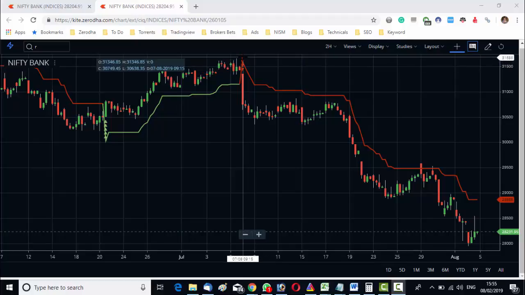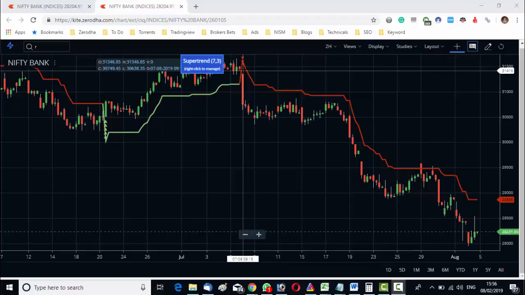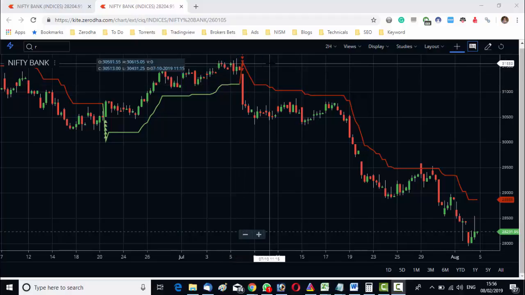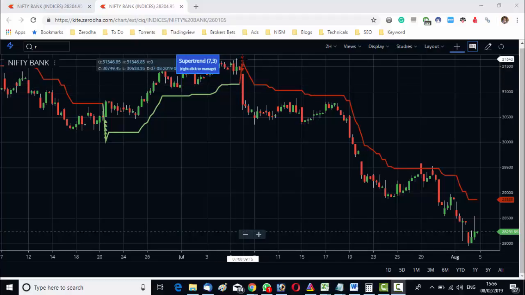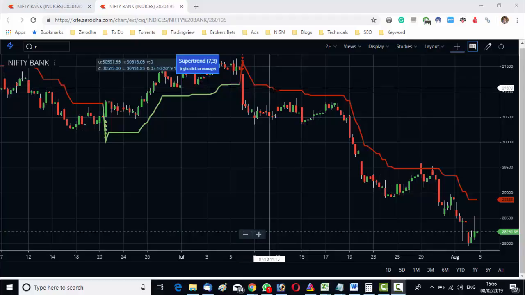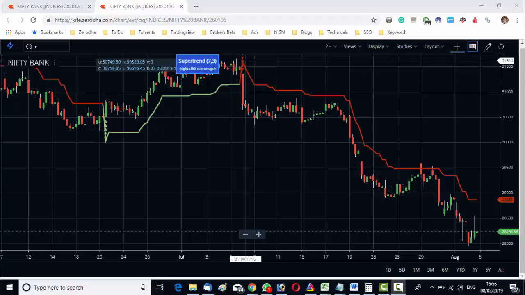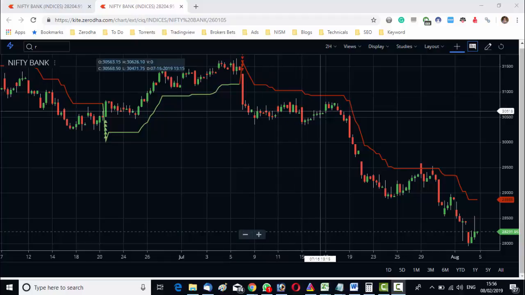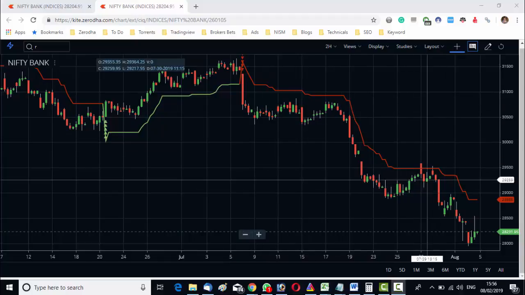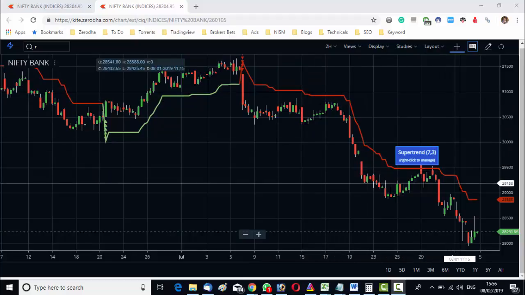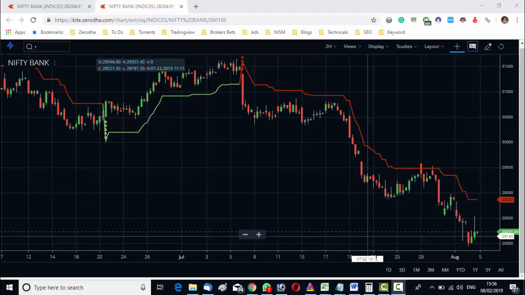Then there are a series of down arrows, and this is a sell signal. And you can see once the sell signal has come, the Super Trend line color has turned to brick red. So this was your initial stop loss. The initial Super Trend value was your initial stop loss, and as the price is moving down, you can see the Super Trend line is also moving down, locking in your profit.